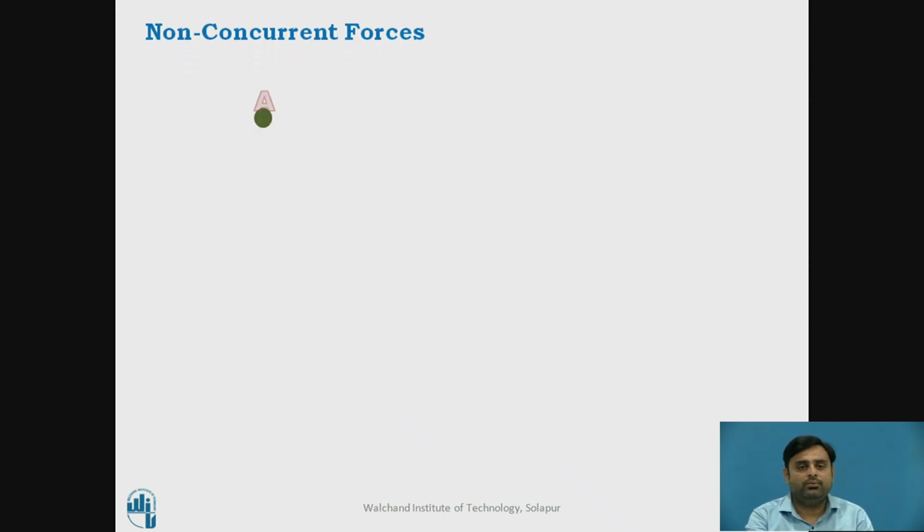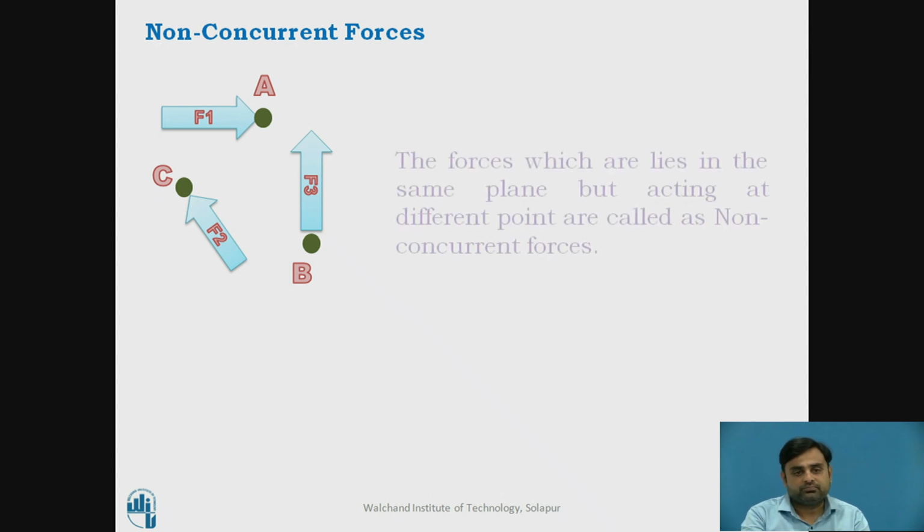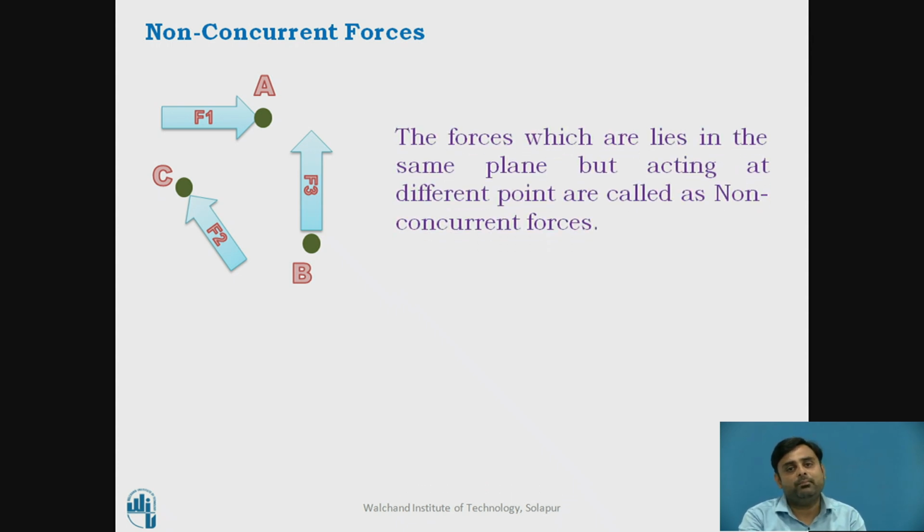Non-concurrent forces. Now you can see this is point A. On point A, F1 force is acting. This is point B. On point B, F3 is acting. This is point C. On this point, F2 is acting. Now here you can see all the three forces F1, F2 and F3 are acting on points A, C and B respectively. So three forces are acting on three different points. They are not acting on the same point. So this type of force system is called non-concurrent forces. So if the forces lie in the same plane but act at different points, they are called non-concurrent forces.